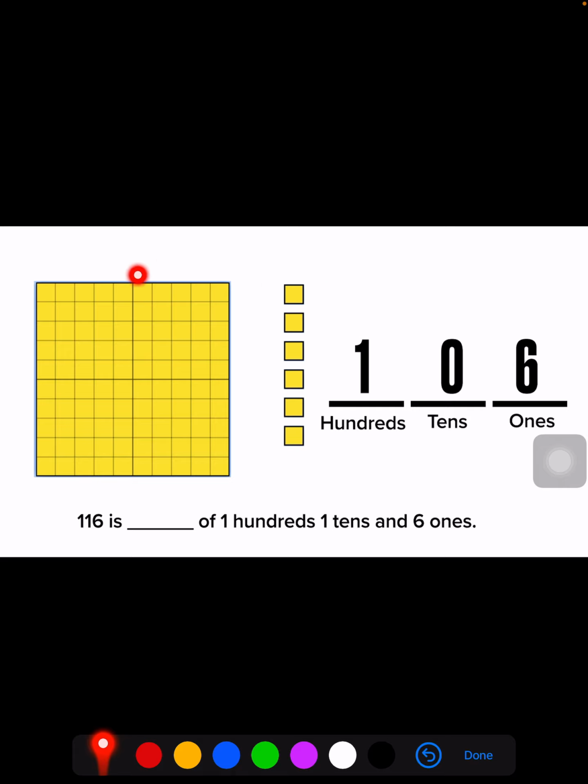I see an amount in base 10, and then I see the number in digits. And they used place value. It says 116 is blank, either composed or decomposed, of 100s, 10s, and 6 ones. Give me a thumbs up if you think that this is composed. Give me a thumbs sideways if you think that this is decomposed.